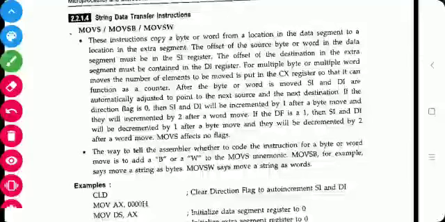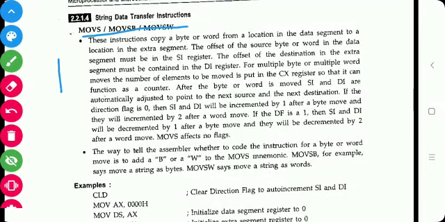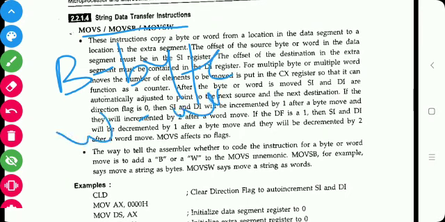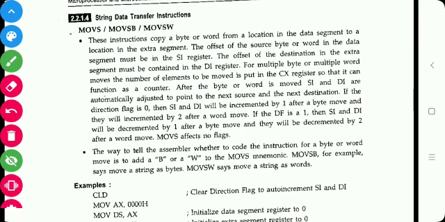Next data transfer instructions are string data transfer instructions. In this, the first instruction is MOVSB and MOVSW, B for byte and W for word. As we have seen in the addressing modes, there are two strings, source and destination.